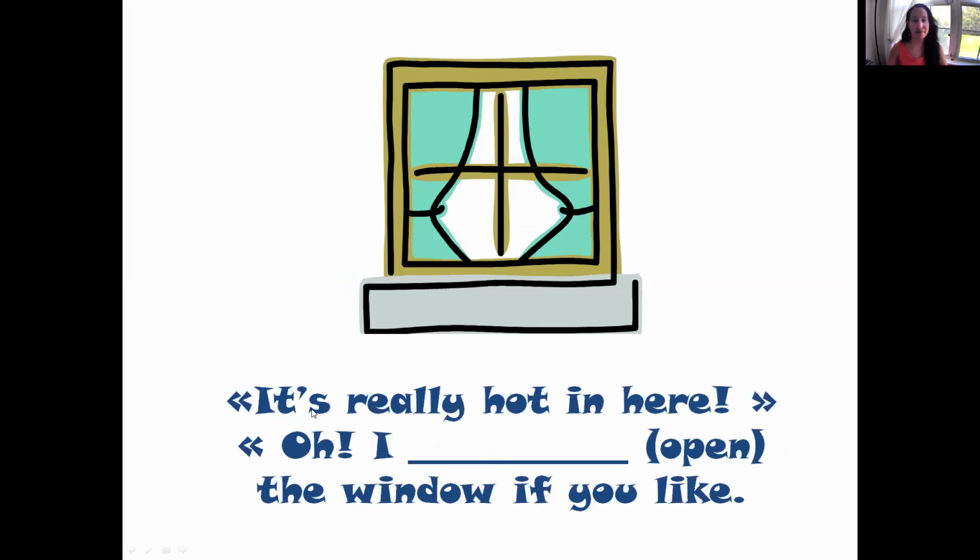Let's try another one. It's really hot in here. Oh, I blank open the window if you like. Which one is it? I'll open or I will open. So let's try again. It's really hot in here. Oh, I'll open the window if you like. Did you get that? So remember, I'll or I will.